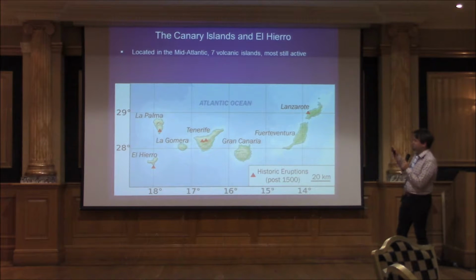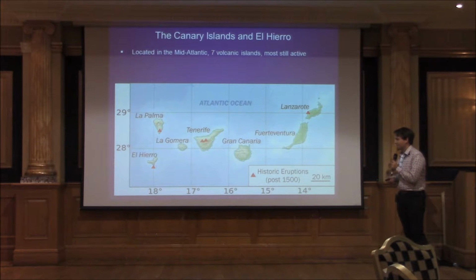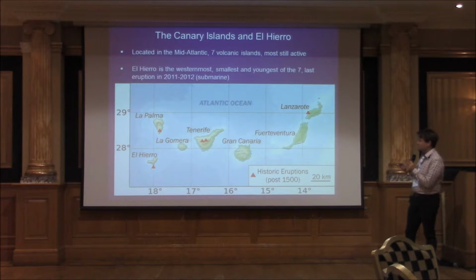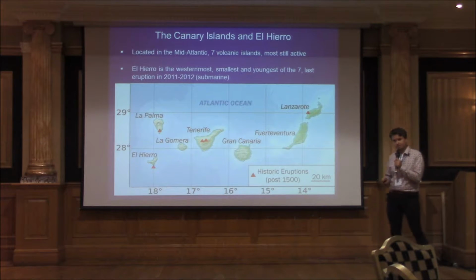Now I'm going to move to the Canary Islands and El Hierro itself. The Canary Islands are made up of 7 volcanic islands, and most of them are still active. There have been 4 active islands in the last 500 years. The most recent eruption occurred in El Hierro, which I'm going to talk about. This is the westernmost, smallest, and youngest of the 7 islands. And the last eruption was in 2011-2012 at the southern tip of the island, around 300 meters underwater.